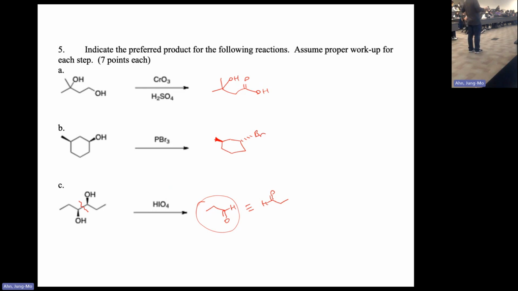But periodic acid will break the carbon bond of the diol, then cap it as either an aldehyde or a ketone, depending on the substitution. So that's what it is. And the reagents are kind of what you should remember for what it does.